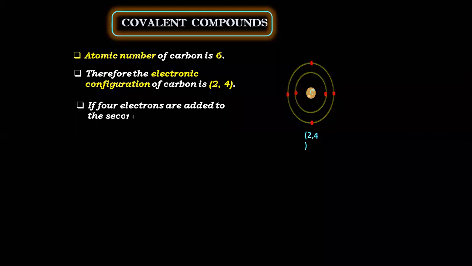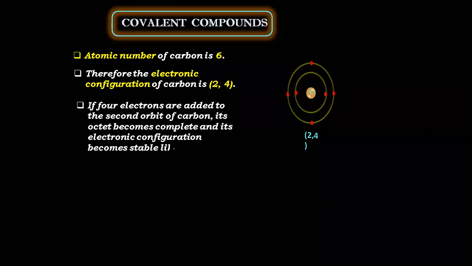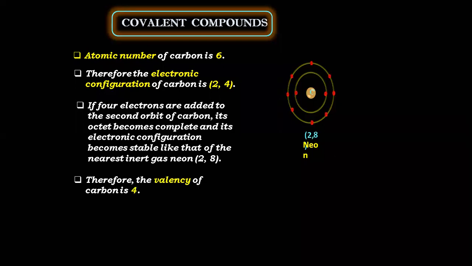Now this carbon has 4 electrons and it needs 4 more to become stable. Either it can donate the 4 electrons or it can accept. Rather than donating and accepting, we know it is going to share the 4 electrons and form the nearest noble gas configuration of 2, 8, that is neon. As you all can see, it has completed its octet by sharing the 4 electrons. And that is why the valency of carbon becomes 4, and we call carbon tetravalent. Tetra means 4. Valency means the number of electrons donated, accepted, or shared.